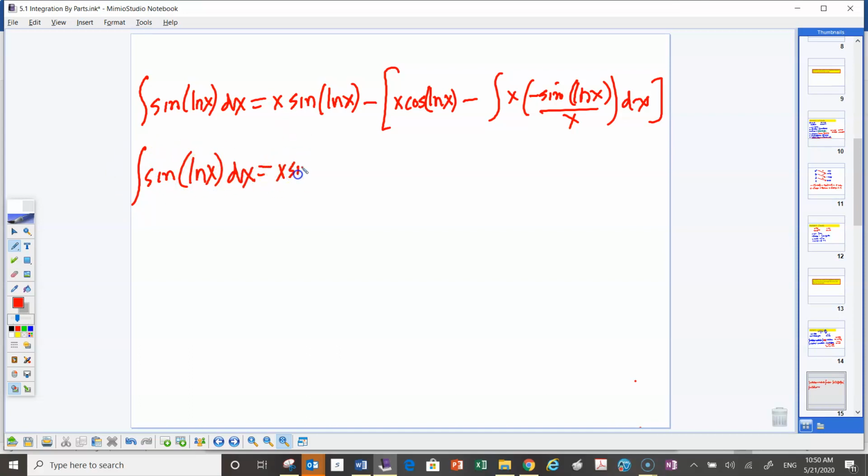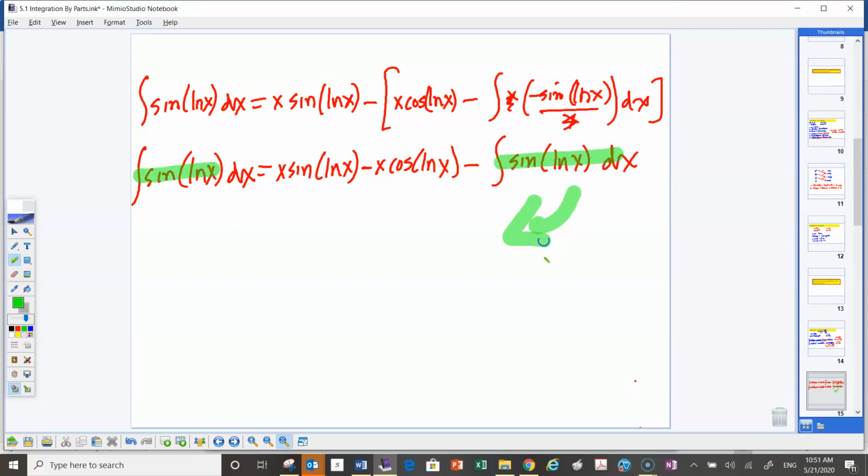this first term, x sine ln x, doesn't change. I can distribute the negative here to get negative x cos ln x. And if you notice, if I bring this negative out, this is going to become a positive. But when I distribute that, it's going to be the negative. And these x's cancel, leaving the integral of sine ln x dx. Now notice, this is the same as the original question.